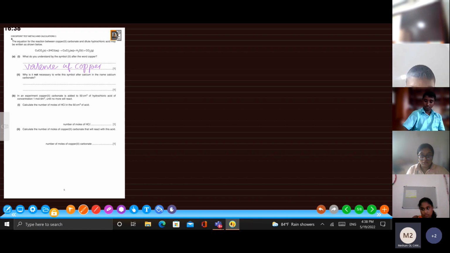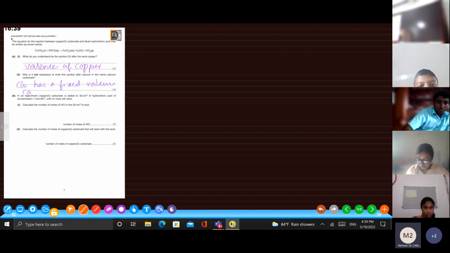Why is it not necessary to write the symbol after calcium in the name of calcium carbonate? Because calcium is not a transition metal. It has only one valence, so it has a fixed value. Calcium has a fixed valency. You can also say calcium is not a transition element.